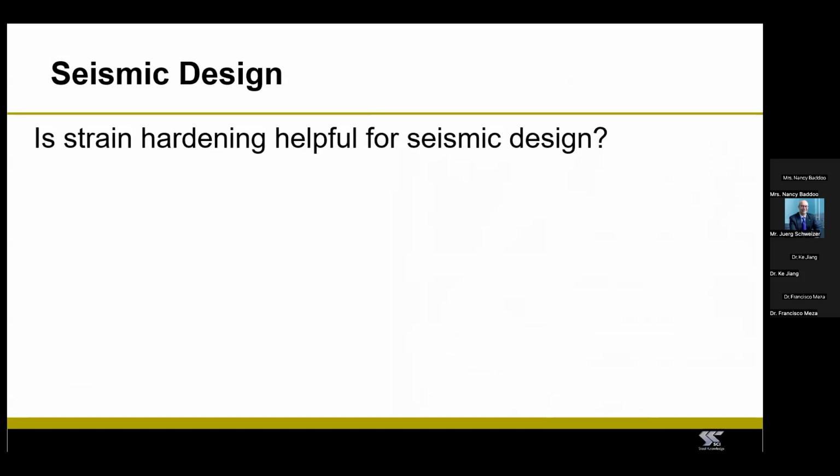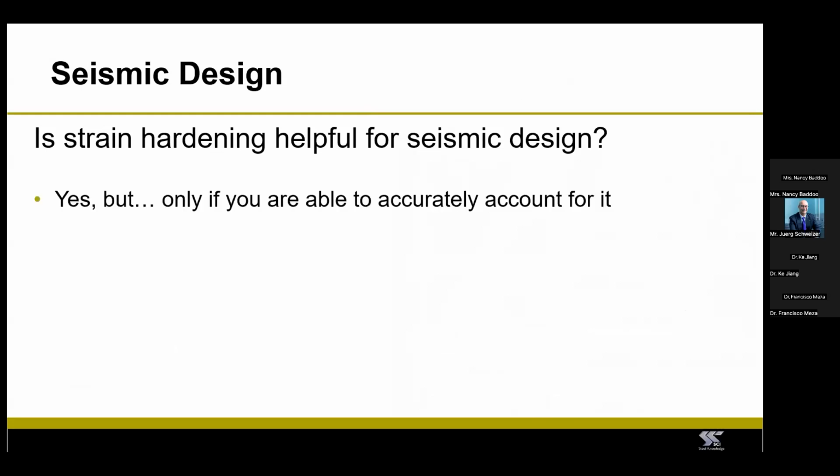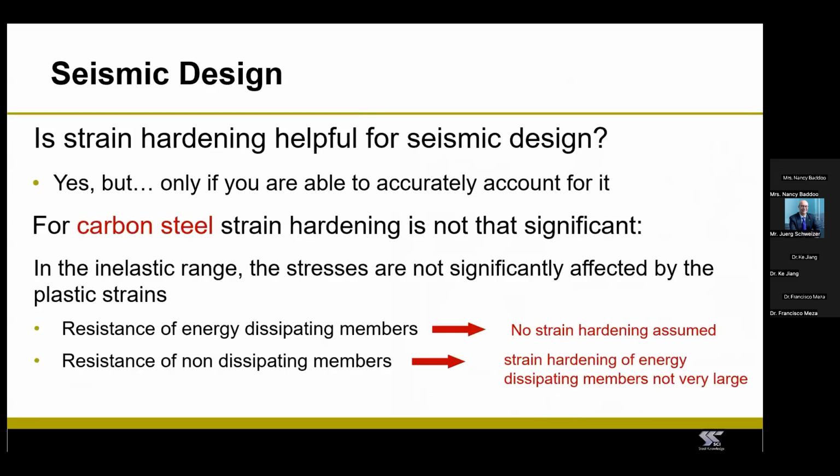So is strength hardening helpful for seismic design? My answer would be yes, but only if you are able to accurately account for it. For carbon steel, the stresses in the structural members do not depend significantly on the amount of plastic strain. And because of this, it is relatively easy to calculate the resistance of the energy dissipating members.